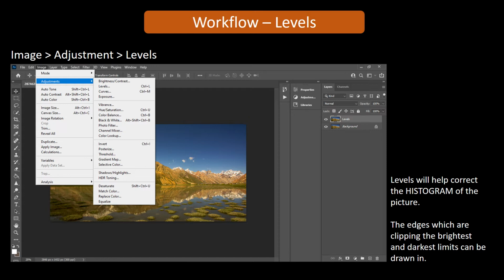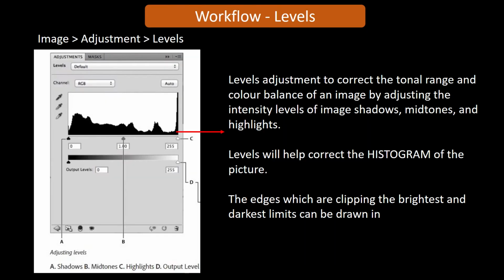This will give you a histogram of the picture, and the edges which are clipping the brightest and darkest limit can be drawn in. This is how the histogram of the picture will look, and as you see, the end marked A is the shadows, the other extreme end marked C is the highlights, and the one in the middle is midtones. So you can draw this slider in from either side and thereby adjust your clippings of shadows and highlights. This will make the picture brighter or darker depending on the adjustment you make.